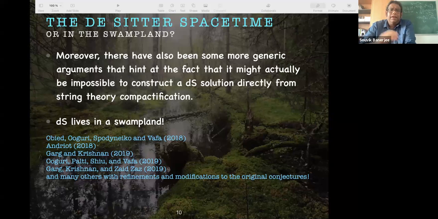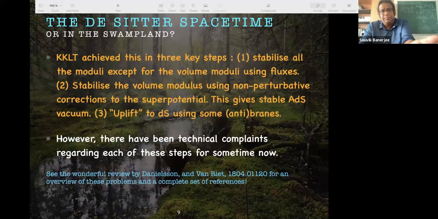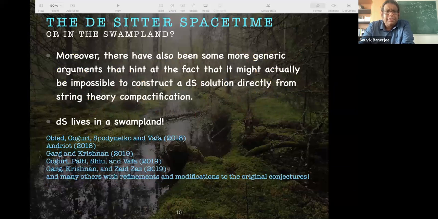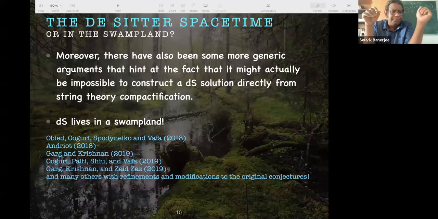However, in recent days there are also a lot of generic arguments which hint at the fact that KKLT has some problems, as some people mention, and the KKLT supporters also say a lot of things in favor of it. So this has been going on for the last few years. If somebody attended yesterday's strings session on de Sitter, they got some idea about what is going on. In recent years there have also been generic arguments hinting that it might actually be impossible to construct a de Sitter solution directly from string theory compactification.